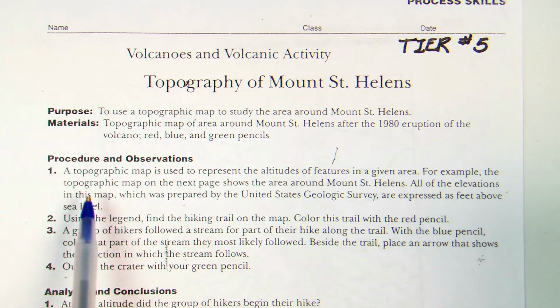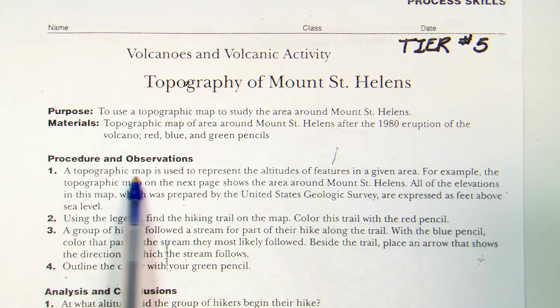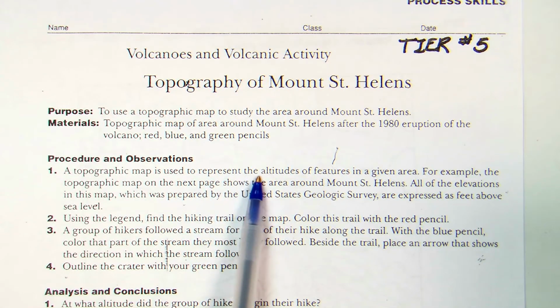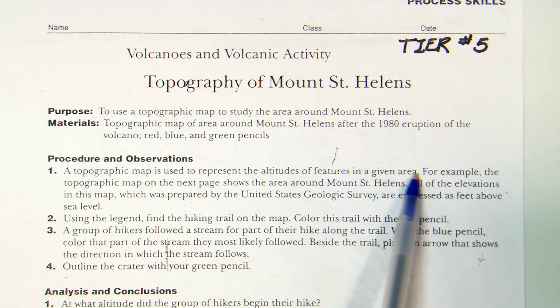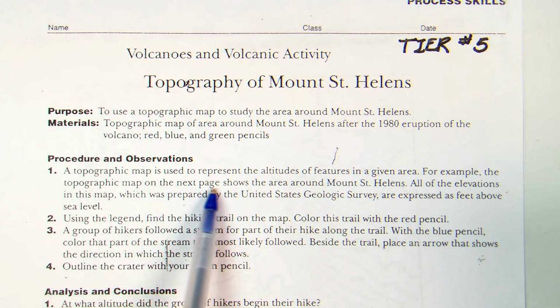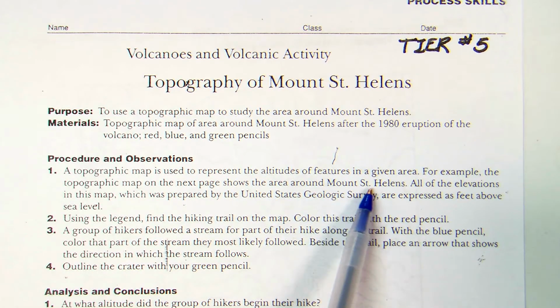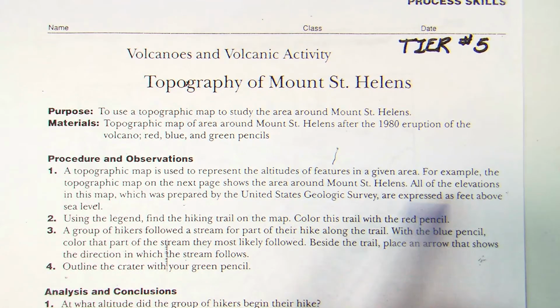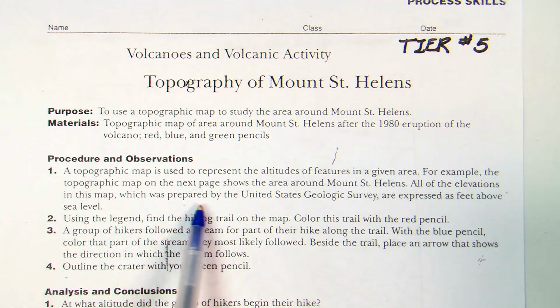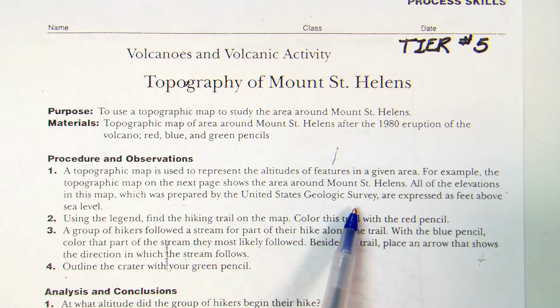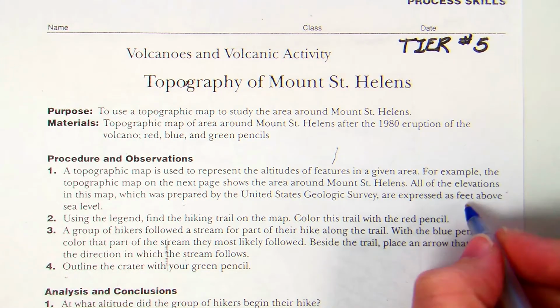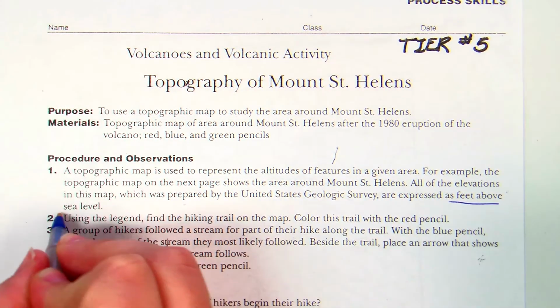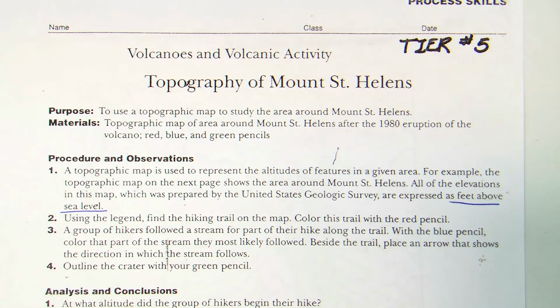So you start out by reading the procedure, and it says a topographic map is used to represent the altitudes of features in a given area. For example, the topographic map on the next page shows the area around Mount St. Helens. All of the elevations in this map, which was prepared by the U.S. Geological Survey, are expressed as feet above sea level. So you should underline feet above sea level. That's going to tell you how it's measured.